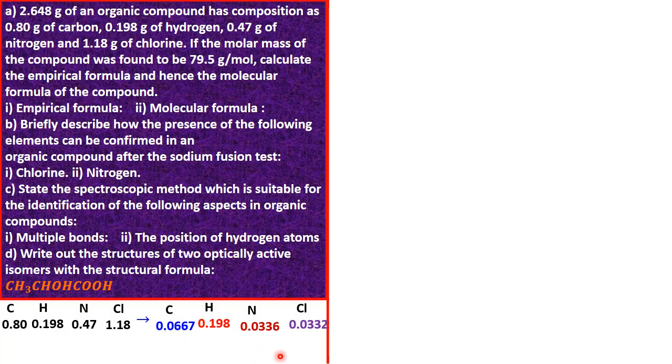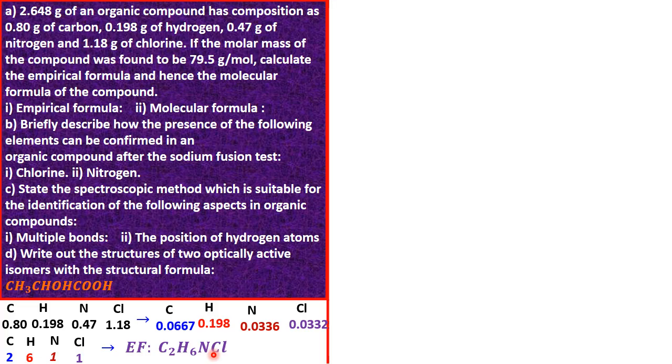So at this point, to get the empirical formula, we have to divide all of these figures by the smallest, which in this case is 0.0332. If we divide, we have an answer of about 2 for carbon. Then for hydrogen, we are going to have 6. For nitrogen, we are going to have about 1. Chlorine, we have it to be 1. Therefore, the empirical formula of this organic compound becomes C2H6N1Cl1, so we're just going to have C2H6NCl. Great. So guys, this is our empirical formula.